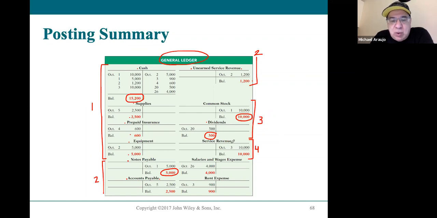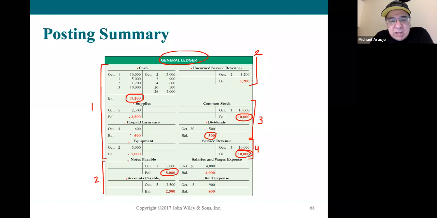Service revenue is where the profit of the company comes from, right? Revenue is the source to cover all the expenses, and what's left over from that revenue is the profit. Profits increase retained earnings. And so service revenue is equivalent to increasing retained earnings, and so it's a credit side balance.